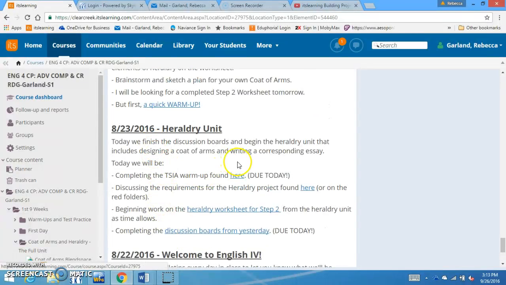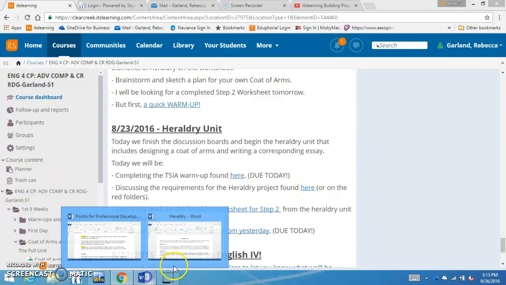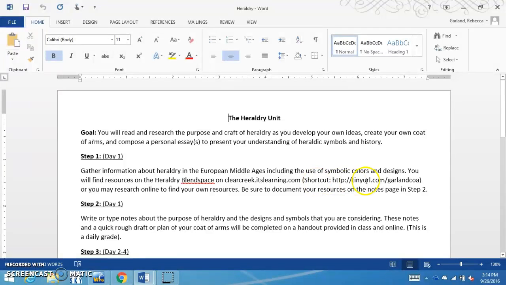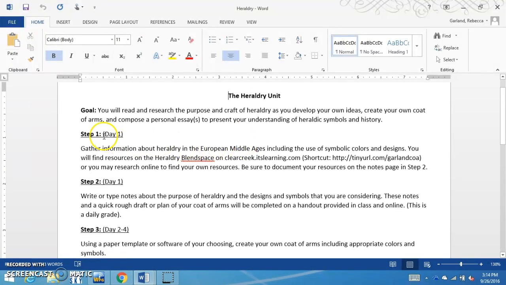The very second day of school, we started this unit, we started talking about it, and we discussed the requirements, which if I were to click on this link would go there. And I can just tell you though that it's already open here. So the unit itself, we're looking again at the options for rigor. This goal, they were to read and research the purpose and the craft of heraldry, and then they actually created their own coat of arms, and I have a bunch of those in the classroom that you can look at that they created. And so I have it broken out step by step and then kind of day by day.